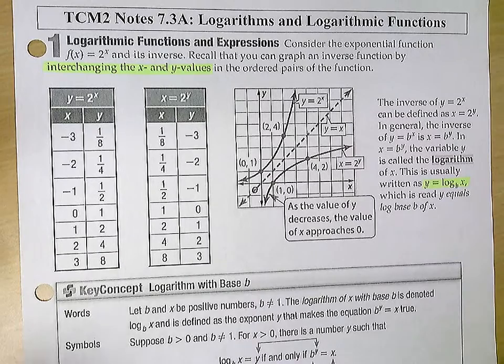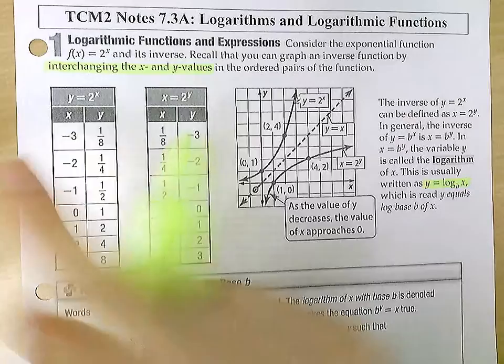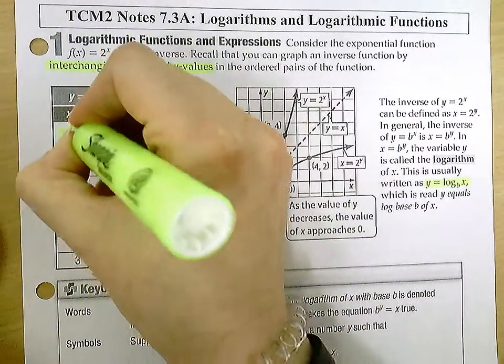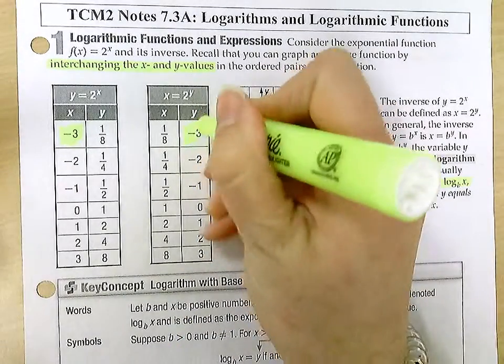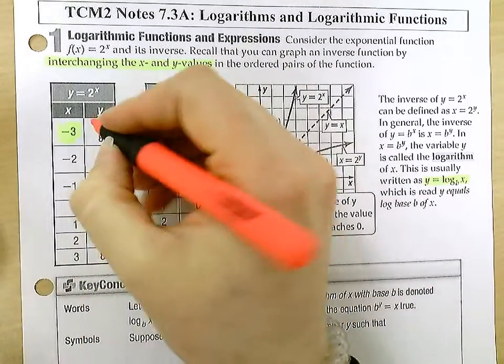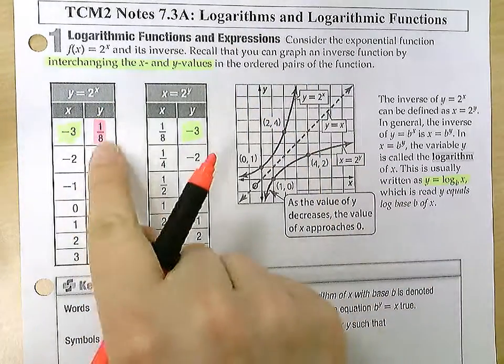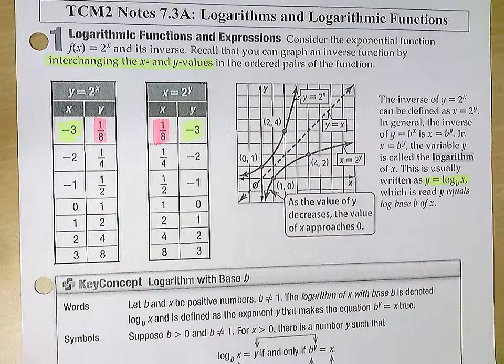Now, when we were interchanging, this is your original function here. Your x value is -3. To get its inverse, we flip it to the y value. Again, in our original function here, our y value is 1/8. We flip it to the x value to get that inverse. So the logarithmic function is the inverse of your exponential function. So logarithms are inverses of exponential.